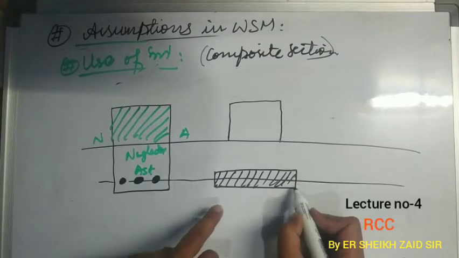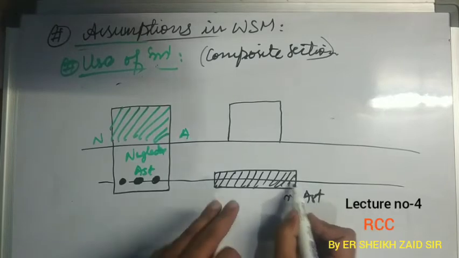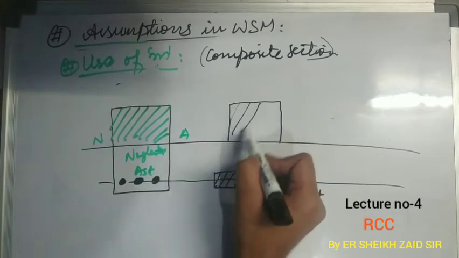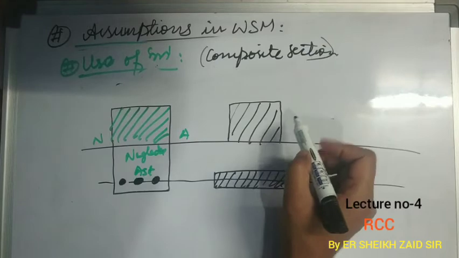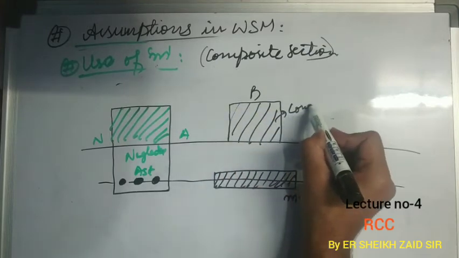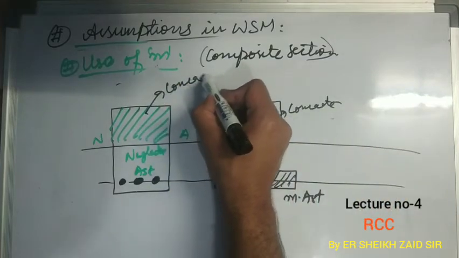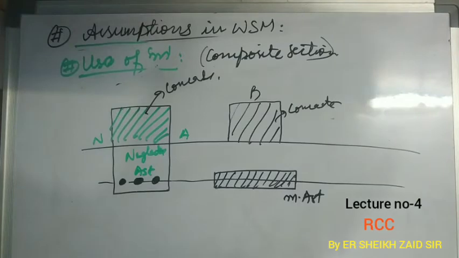So this will be M into AST. That is the equivalent area of concrete. This will be the same as concrete. This is our concrete. This is also concrete. So this is the function of your modulus of modular ratio.